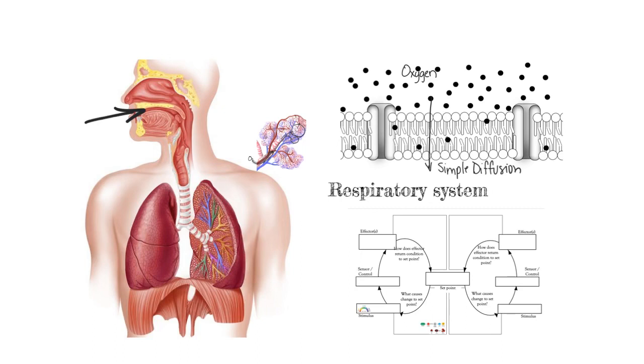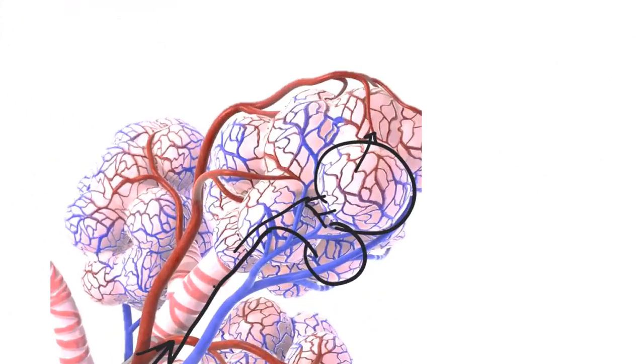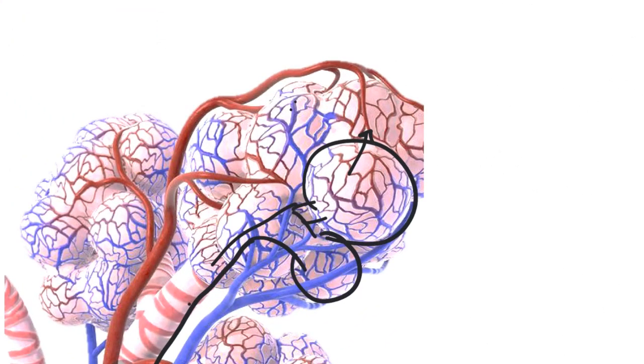The converse is going to be true in terms of getting carbon dioxide out. We're going to have the highest concentration of carbon dioxide in the capillaries here. So that's going to then diffuse into the air sacs and be expelled each time we exhale.